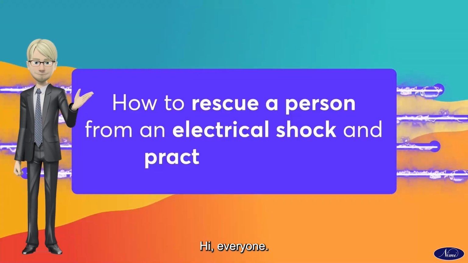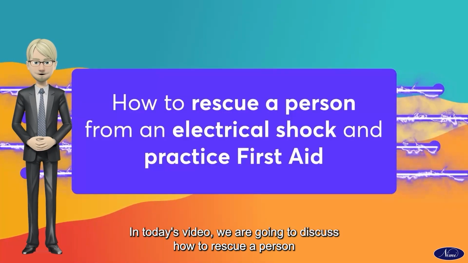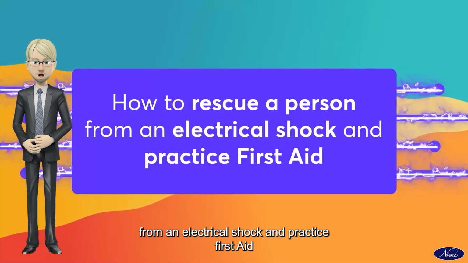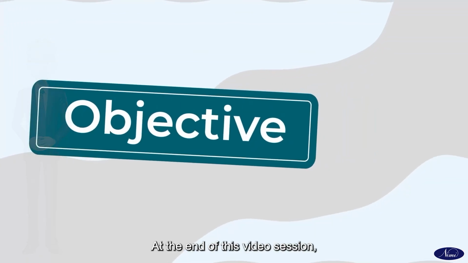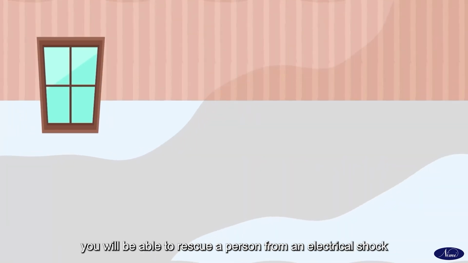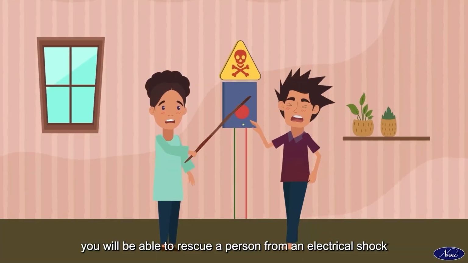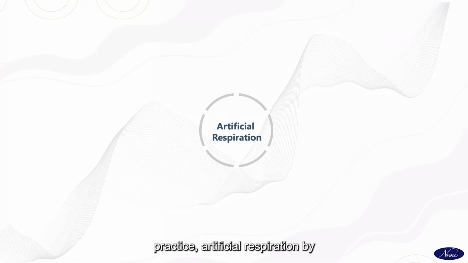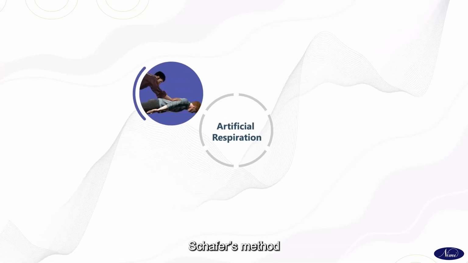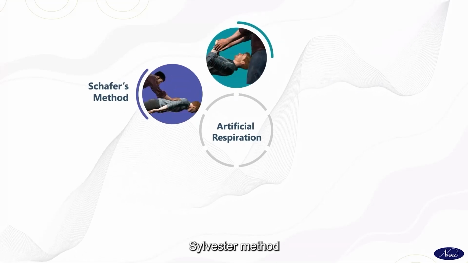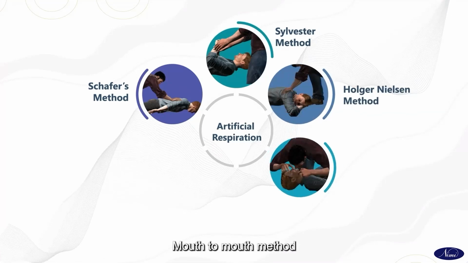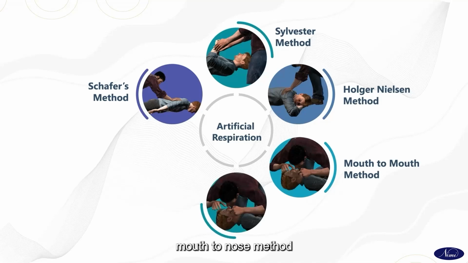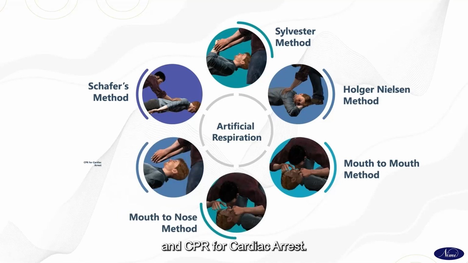Hi everyone. In today's video, we are going to discuss how to rescue a person from an electrical shock and practice first aid. Objective: at the end of this video session, you will be able to rescue a person from an electrical shock, practice artificial respiration by Schaeffer's method, Sylvester method, Holger-Nielsen method, mouth-to-mouth method, mouth-to-nose method, and CPR for cardiac arrest.